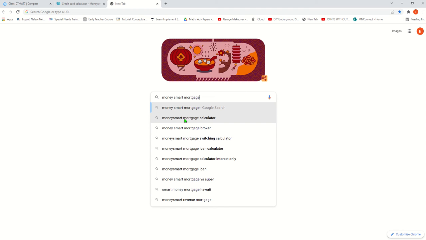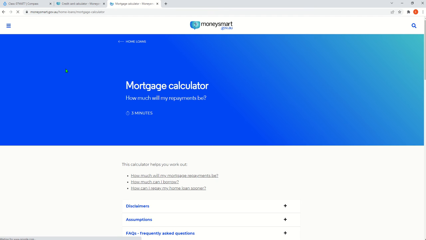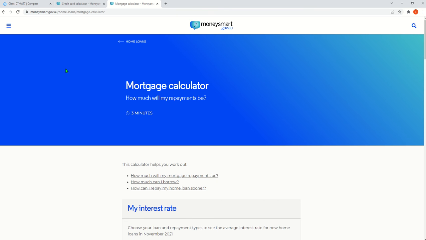If I get it up there, the advantage is that when I click on it, I won't have to look for it when I get to the site. Click on it, and there we go, mortgage calculator, Money Smart. The Money Smart website is a government website, so you can pretty much trust that it will work, and it's not going to go to any particular bank or anything else. This is just a tool that the government has given us.